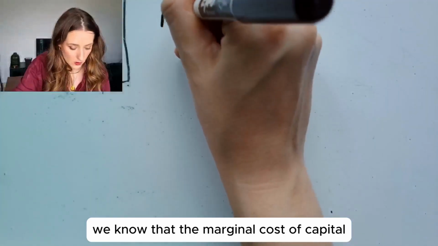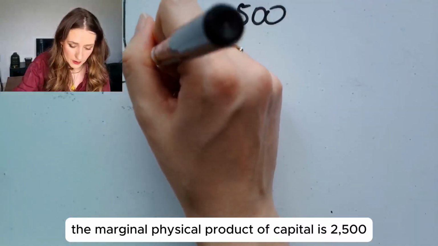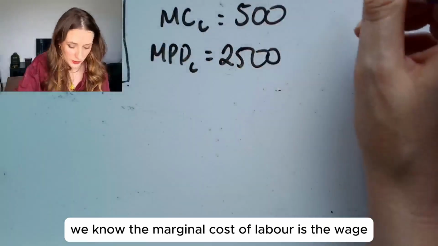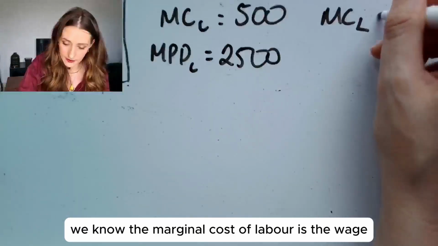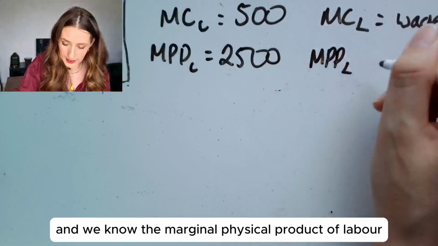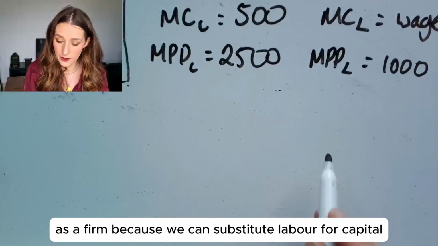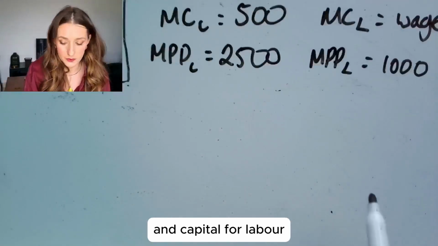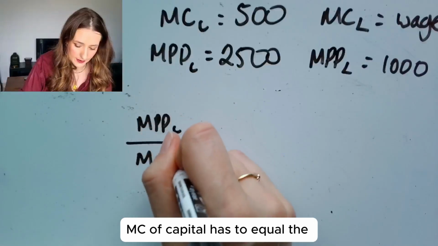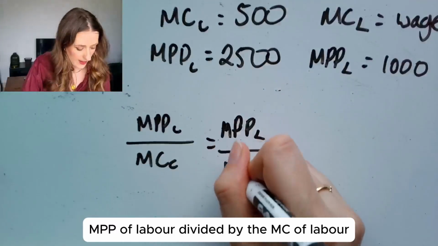We know that the marginal cost of capital is equal to 500. The marginal physical product of capital is 2,500. We know the marginal cost of labour is the wage, and that's what we're working out. And we know the marginal physical product of labour is 1,000. If we're trying to decide how much of each we should use as a firm, because we can substitute labour for capital and capital for labour, we're going to use the equation MPP of capital divided by MC of capital has to equal the MPP of labour divided by the MC of labour.